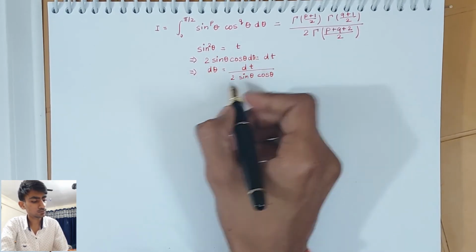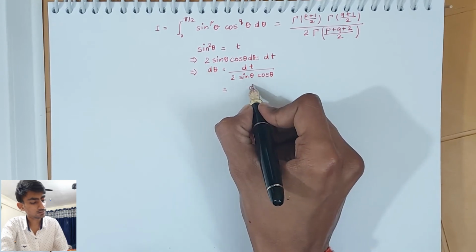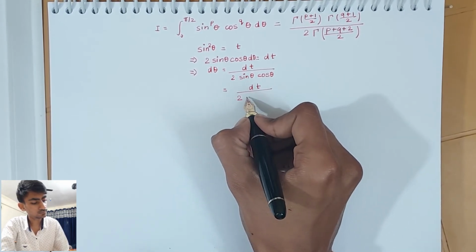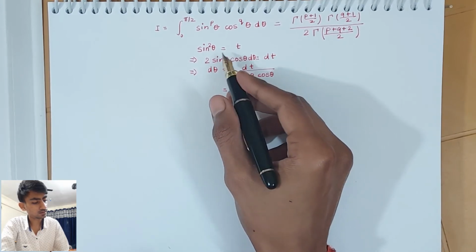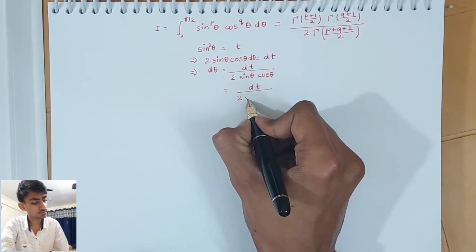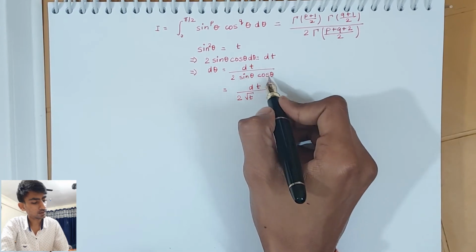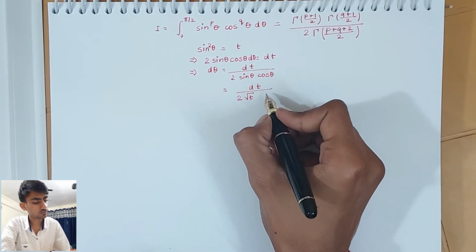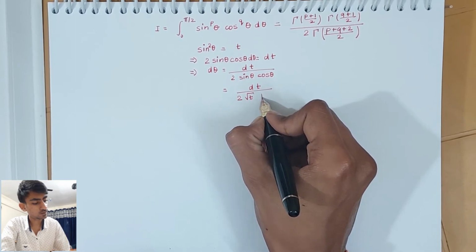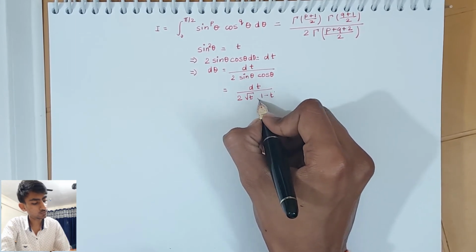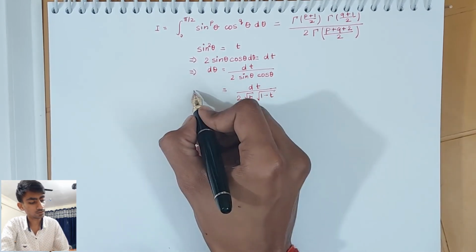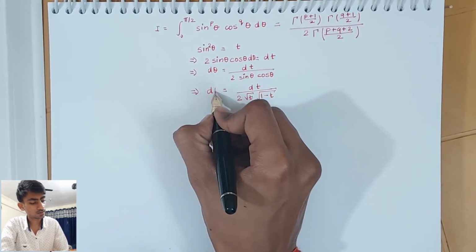According to our substitution, we can write it as dt divided by 2 times, since it is sine theta, it would be root t, and for cos I can write under root 1 minus sine square theta, so 1 minus sine square theta would be 1 minus t under root, so this will give us cos theta. So our substitution is complete.